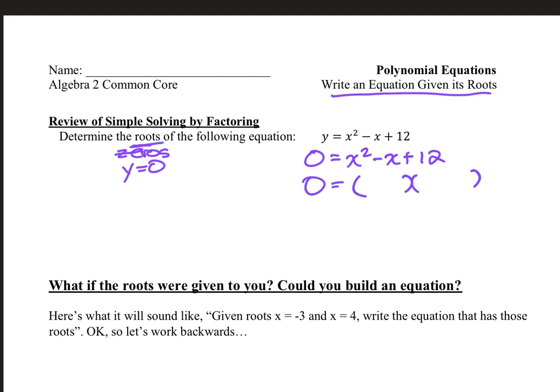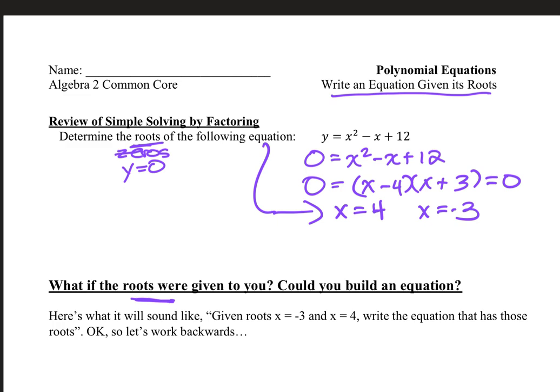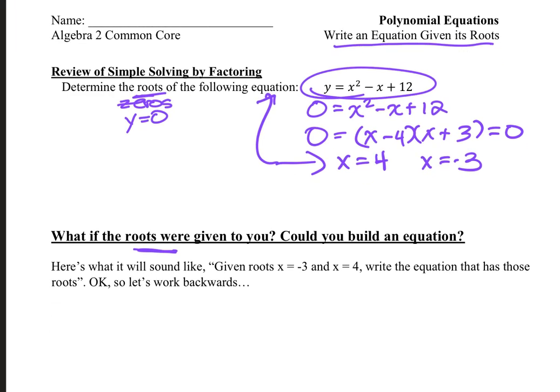I'm not going to go through that portion, but we have -4 and +3. And when we solve, we get x equals 4 and x equals -3, right? Because we set each of those equal to 0 and we solved. So what we're going to be doing now is, if the roots were given to you, you have to go backwards and figure out what this equation is. That's the idea behind today.